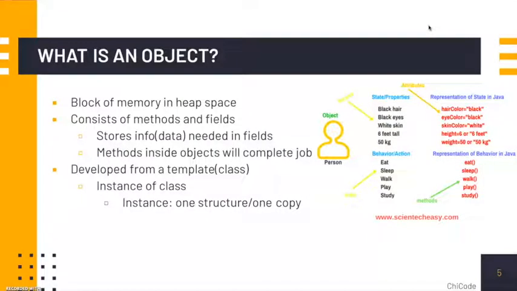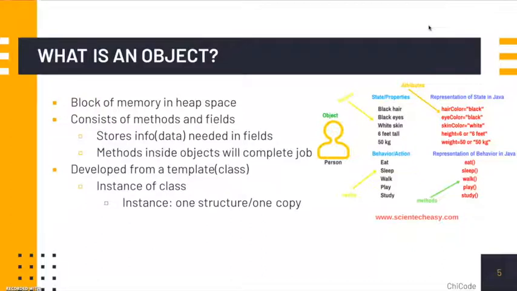So an object is structurally a block of memory in the heap space. It takes up some memory in a certain place, which we call heap space. This object consists of methods and fields. It stores the data that it has in fields, and the job that needs to be completed is done through the methods. Now I know these are two very unfamiliar terms to you. We will go over these in the coming slides.